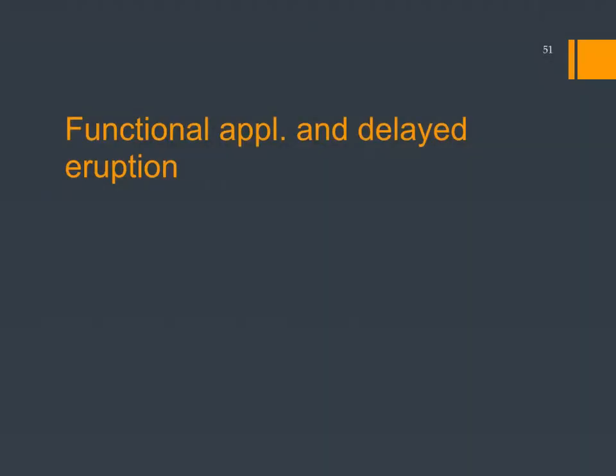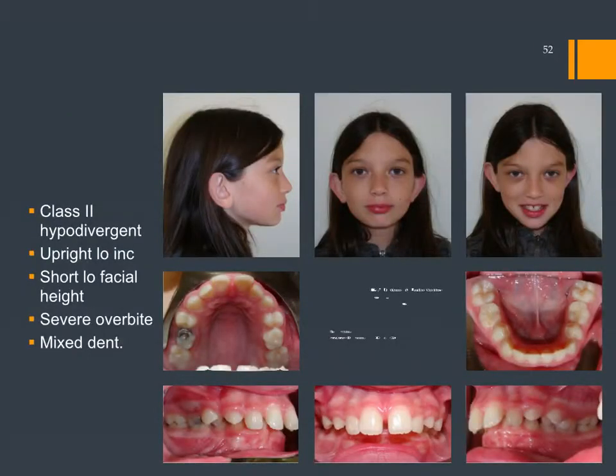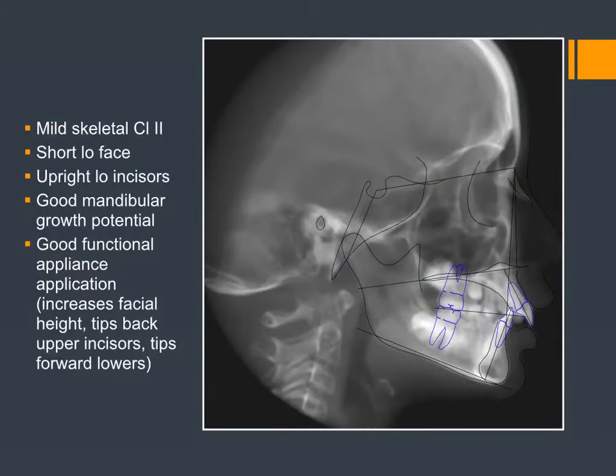This is a patient with a functional appliance and some delayed eruption. This is pretty ideal for a functional appliance. She's hypodivergent, upright lower incisors, tipped forward upper incisors. Her lower face height can be increased. That wouldn't hurt it at all. She's going to grow that mandible. So she's a really good functional appliance patient in my mind.